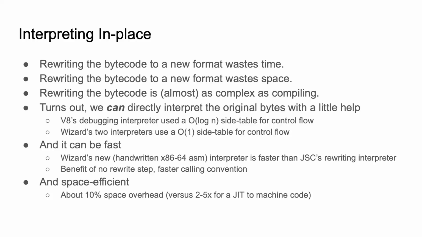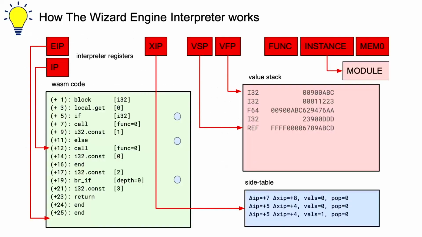So the benefit is obviously no rewrite step. There are also some neat tricks I can do to get a faster calling convention. So calls are actually faster than they would be in the rewriting interpreter. And I meant to update this slide. It's not 10% space overhead. That's a lie. It's like 30% overhead. But that's pretty good. Well, that's versus 2 to 5x for a JIT to machine code. That's about what you pay. And I have some numbers for this with students and graphs. All right, so let's get to it.